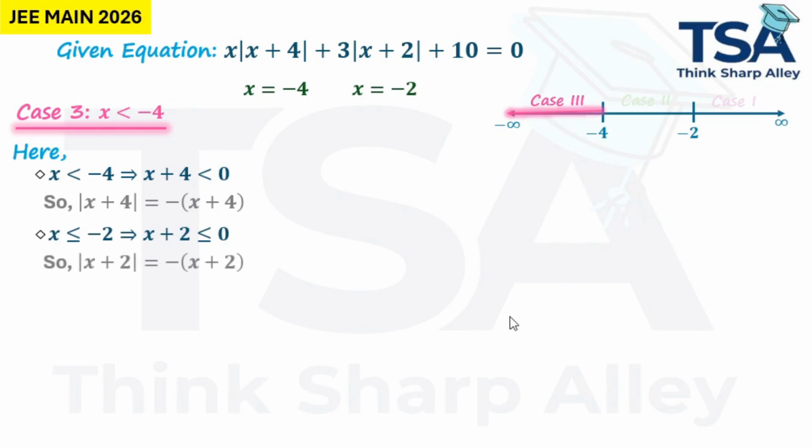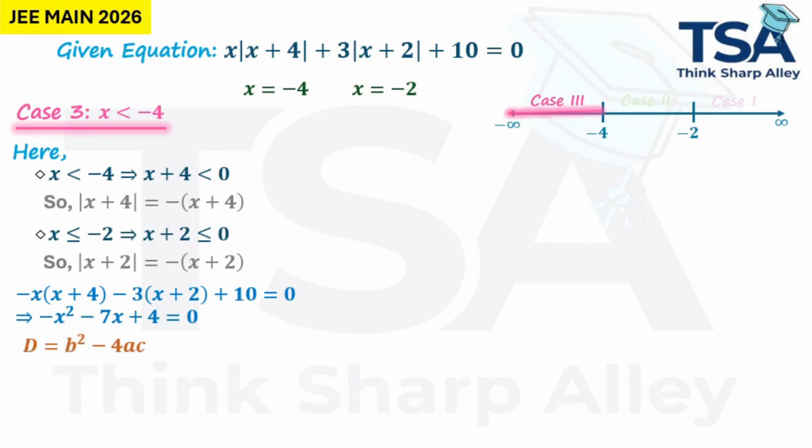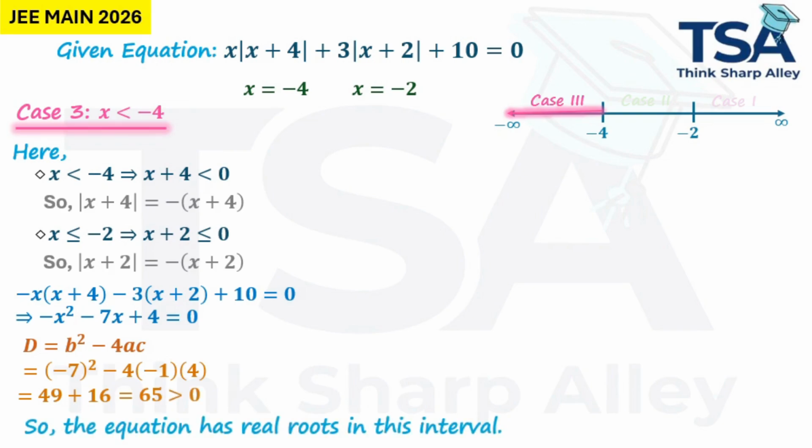Now substituting these, we get this, and simplifying this systematically gives us this. Now obviously you can rewrite this equation beautifully by taking minus common, but I've kept it as it is. Now let's test this final discriminant. This gives us 49 plus 16, which equals 65. Now because 65 is positive, we are guaranteed two distinct real values of x. So using our standard quadratic formula, we find that x equals (7 plus or minus root 65) by 2.